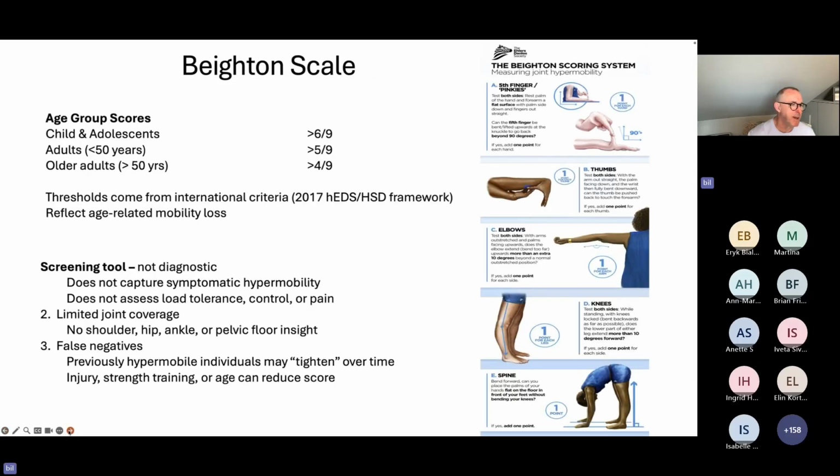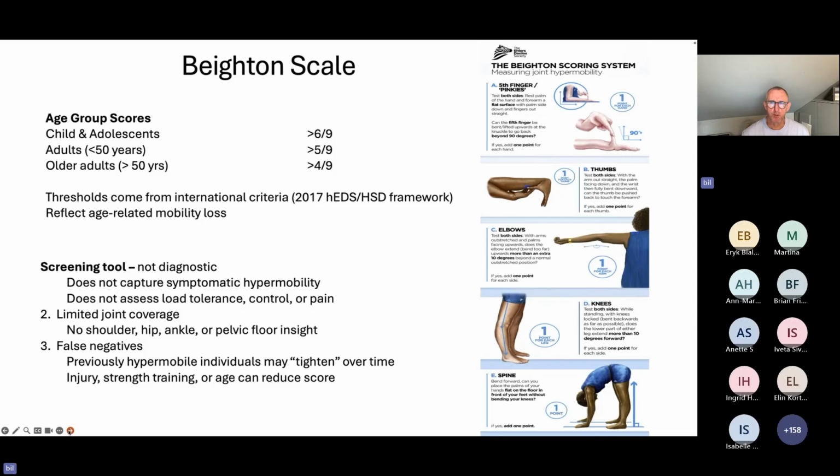So the Beighton scale, which we were taught, the Beighton score, has big demographic limitations, and we need to remember that it varies with age, with sex, with ethnicity, and the thresholds. If you're a child or an adolescent, the score is scored out of 9, and you have to have greater than 6 out of 9 to have a positive score. In adults, you have to have greater than 5 out of 9 to have a positive score.